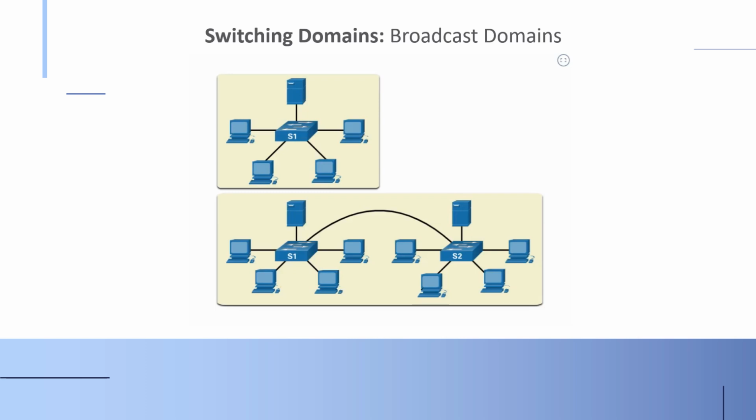When two switches are connected together, the broadcast domain is increased, as seen in the second half here. In this case, a broadcast frame is forwarded to all connected ports on switch 1, and since switch 1 is connected with switch 2, the frame is also propagated to all devices connected to switch number 2.